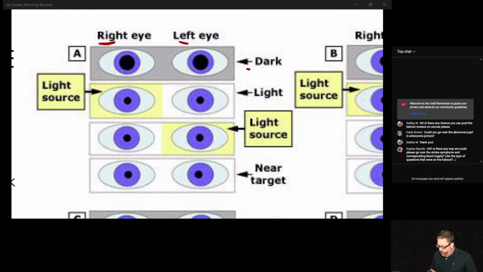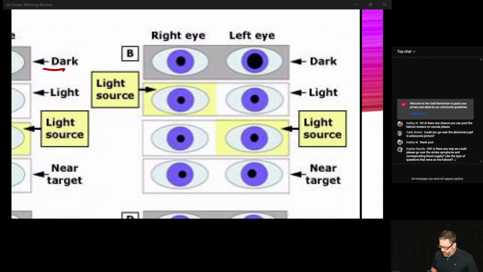In a dark room, both eyes will be dilated because it's a dark room. Let more light in, they both can be dilated. You put a light source on one eye, you get the consensual response on the other side, light source on the other side, and so on and so forth. So this is a normal response.